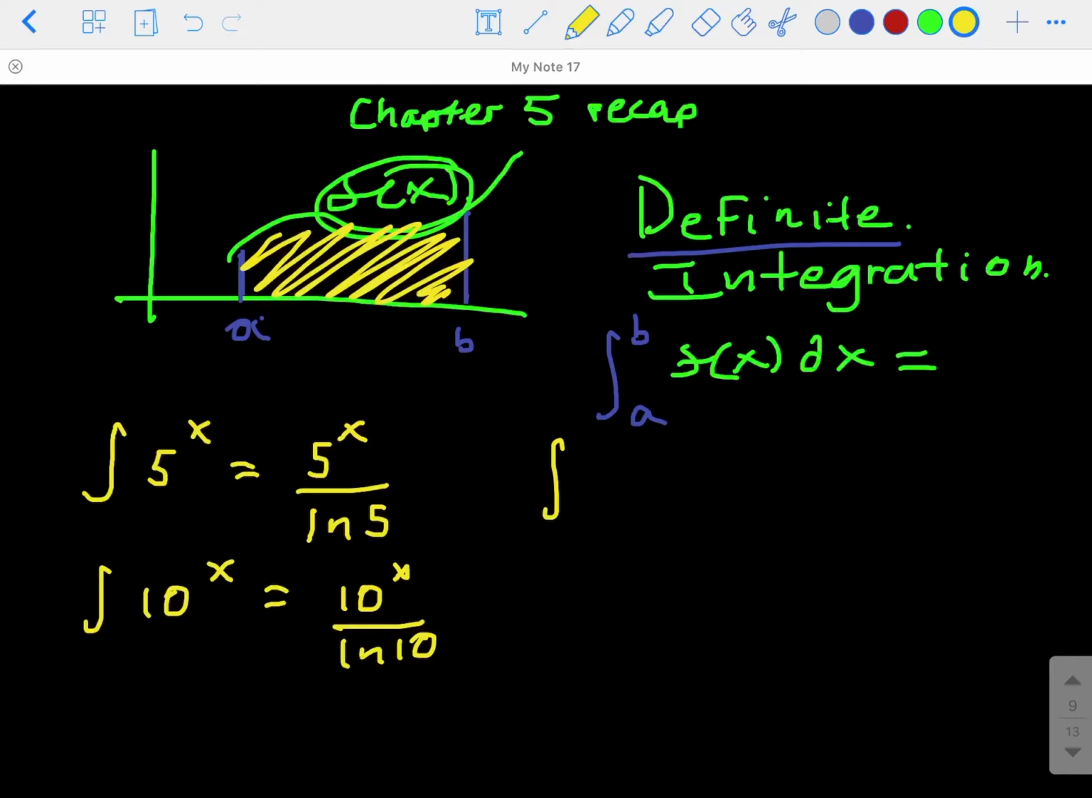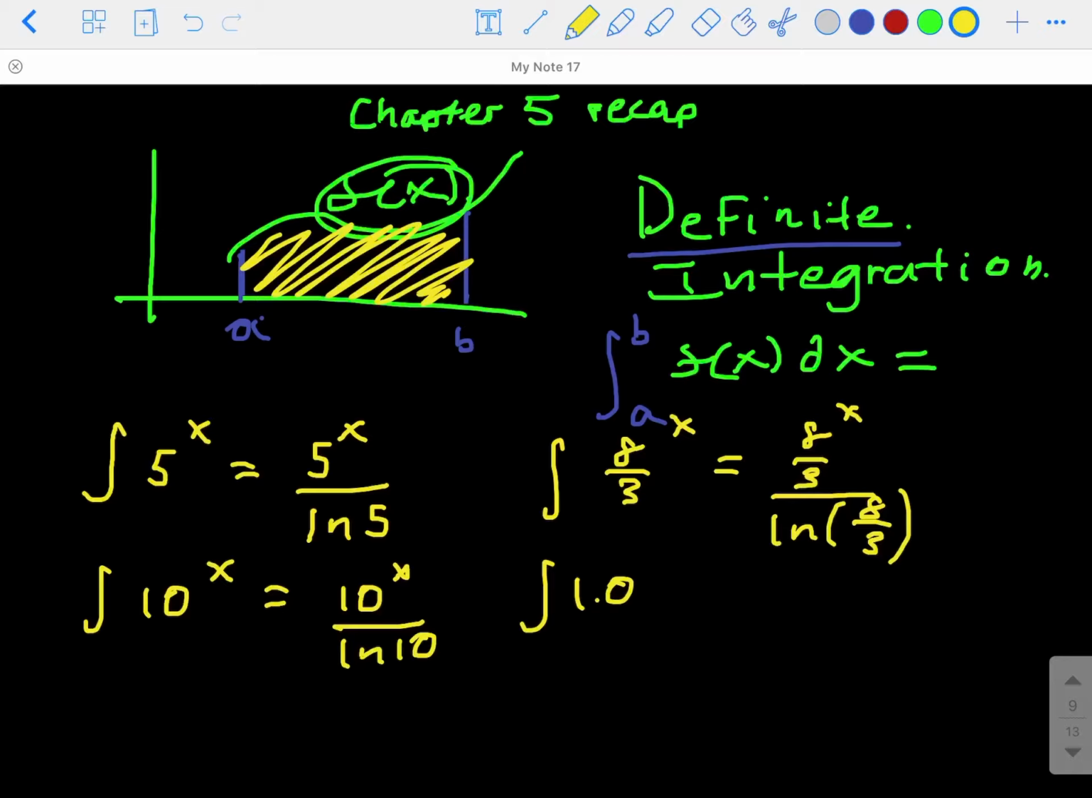So no matter how complicated the numbers are, you can say 8/3 to the x power. When you integrate this, it will become the copy and paste version, so 8/3 to the x over the natural log of 8/3. And so forth. So 1.05 to the x is equal to 1.05 to the x copy and pasted over natural log of 1.05. Cool. So let's get on to it.